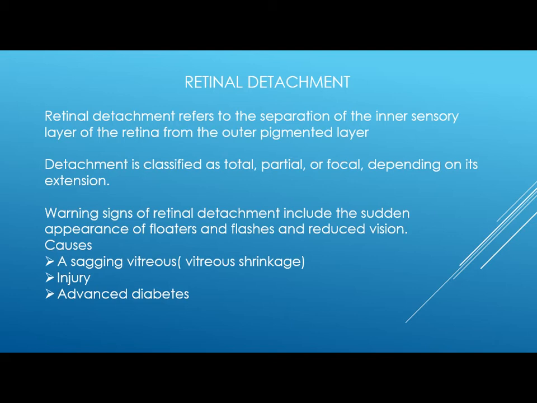The warning signs of retinal detachment include sudden appearance of floaters and flashes and reduced vision. And the causes: sagging vitreous, or vitreous that shrinks due to hematoma or old age, will pull the retina. It also occurs in injuries and in advanced diabetes.